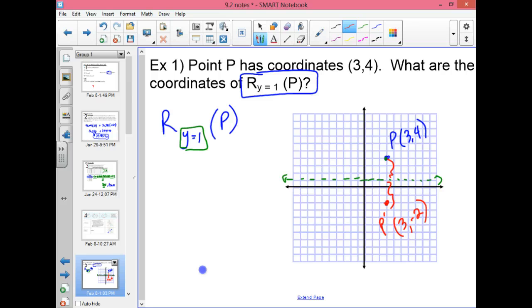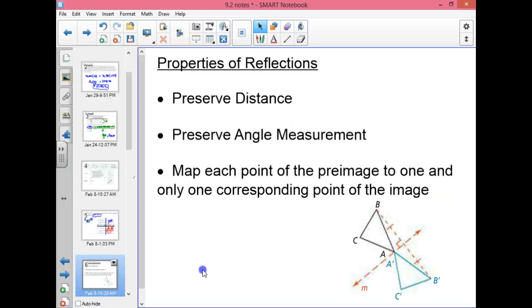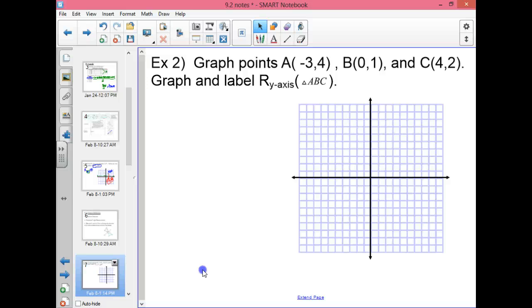All right. So there's your reflection. Reflections are very much visual. You don't have to memorize anything, just visualize it. Okay, on the next slide, I list off some properties of reflections. They're rigid motions. They preserve distance and angle measurements. Okay, let's do a tougher one. So flip to the back.